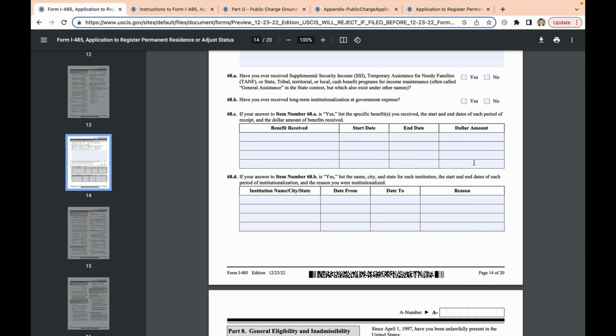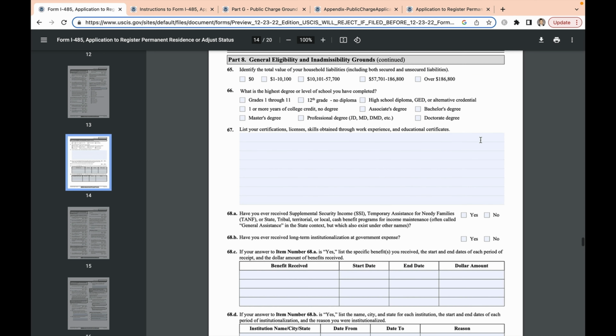And finally, question 68B asks if the applicant has ever received long-term institutionalization at government expense. This is defined as government assistance for a long-term institutionalization, in the case of Medicaid, limited to institutional services received by the beneficiary, including in a nursing facility or mental health institution. Long-term institutionalization does not include imprisonment for conviction of a crime or for short periods for rehabilitation purposes. If the applicant answered yes to this question, then please complete the table in 68D and identify the institution, indicate the city and state, the dates of institutionalization, and the reason.